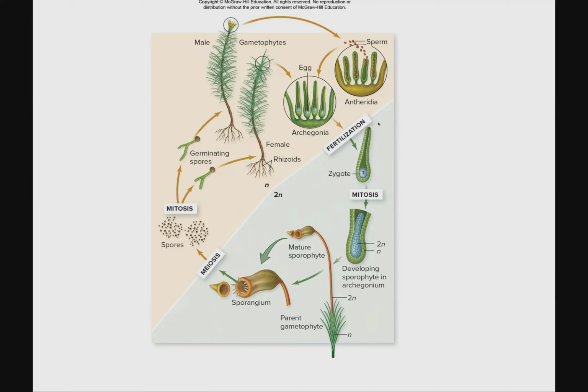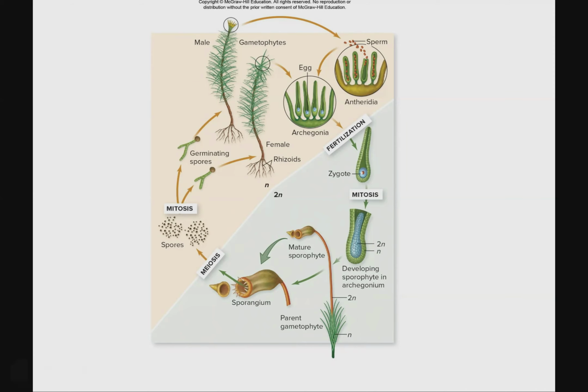2N organism, which then produces a zygote, which divides by mitosis, producing a mature sporophyte, which has a sporangium on it, which produces spores, which gives rise to haploid spores, which undergo mitosis, producing germinating spores, which lead to male and female gametophytes, repeating the process over and over again.